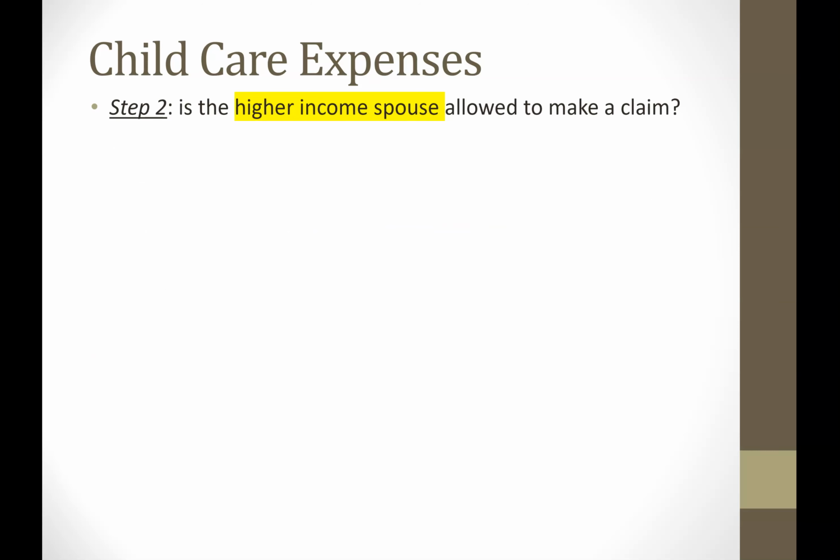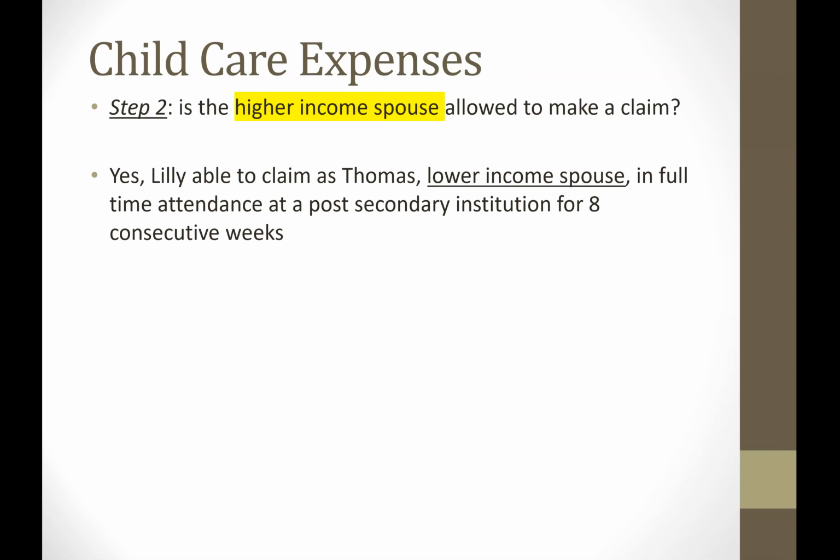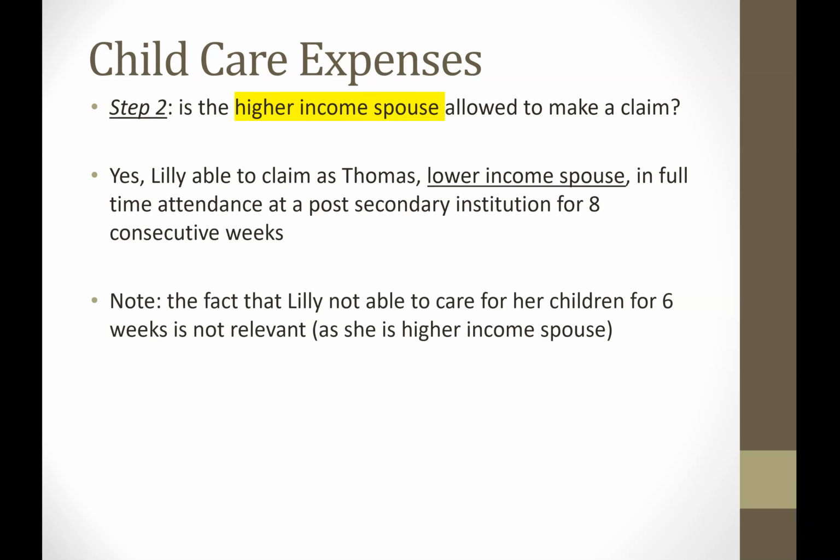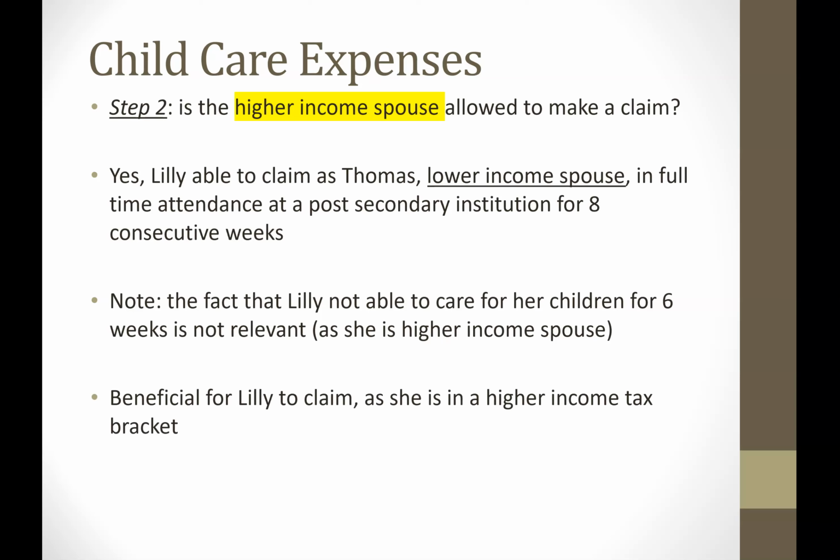Is the higher income spouse able to make a claim? So is Lilly able to make a claim? Well, yes, because Thomas, the lower income spouse, was in full-time attendance at a post-secondary institution for 8 consecutive weeks. Now, the fact that Lilly was not able to care for her children for 6 weeks due to her hiking accident is not relevant because she's the higher income spouse. Moving on, it is beneficial for the higher income spouse, Lilly, to make a claim because she's in a higher tax bracket. So we're going to have to figure out what her claim is first.